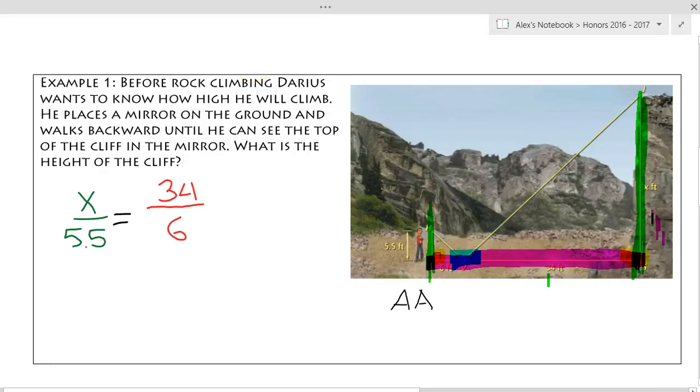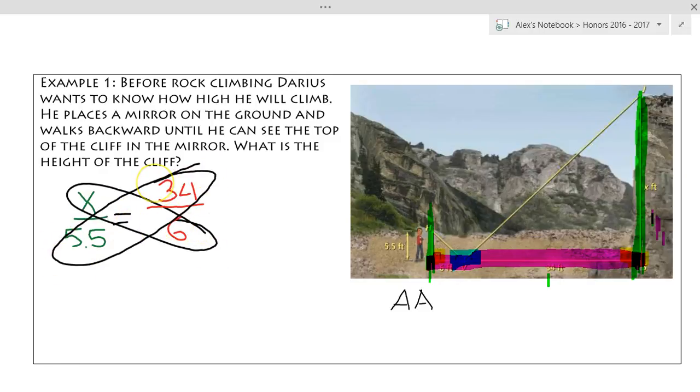Now all I'm doing is solving this proportion. In order to solve proportions, we use the cross product property. That's when you multiply on the diagonal. Some people I know also learned it as the butterfly method because it makes a beautiful butterfly. Okay? So this is something that should be a review from either last year as a freshman or even in middle school. So we're just going to use the cross product property to solve these proportions. So I have x times 6, which is simply 6x, equals 34 times 5.5.